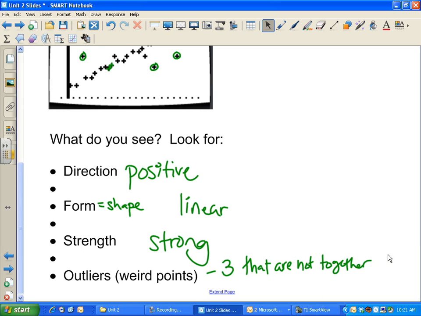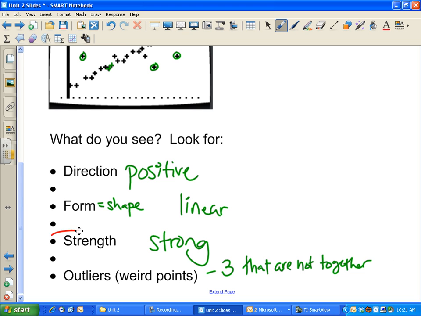Right, so in our last video, we were talking about scatter plots and that we were identifying four things in a scatter plot. Those four things were direction, if it looks like it was going positive or negative, the form or the shape, the structure we see, the strength, how closely the dots are to creating that form or shape, and then are there any outliers, anything weird that we see.